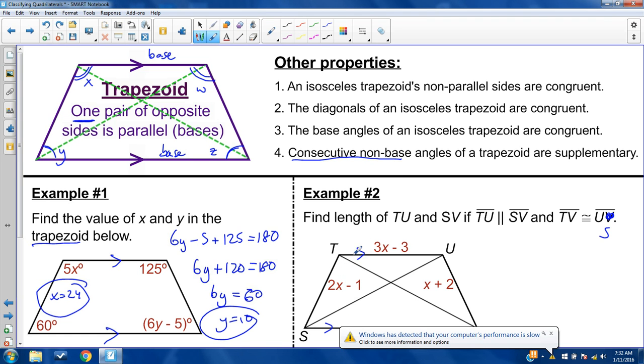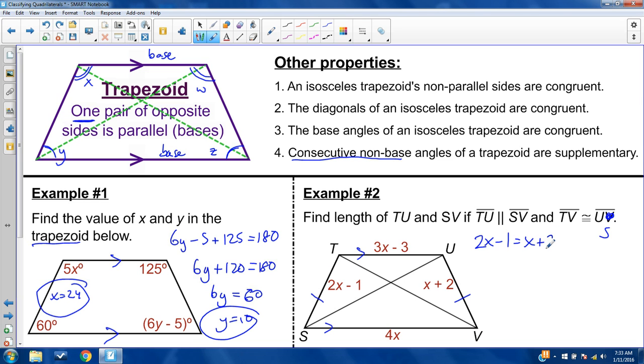Now, if these are congruent and if these are parallel, then you have a trapezoid. So, these two are congruent. Now I know it's isosceles, which means I know that 2x minus 1 and x plus 2 are the same measure. So x equals 3. Now I have to find out the length of TU and SV. Let's substitute 3 for x. I get 6 for TU, and for SV here, I get 12.